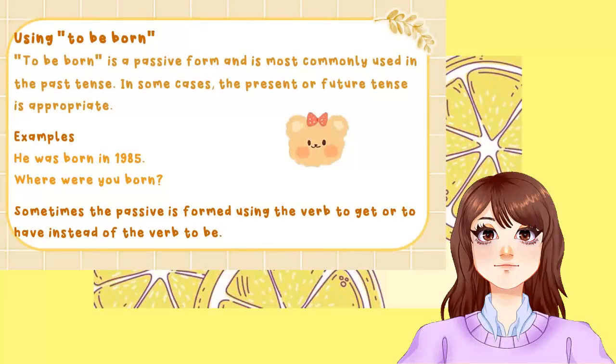Using to be born. To be born is a passive form and is most commonly used in the past tense. In some cases, the present or future tense is appropriate. For example, he was born in 1985. Where were you born? Sometimes the passive is formed using the verb to get or to have instead of the verb to be.